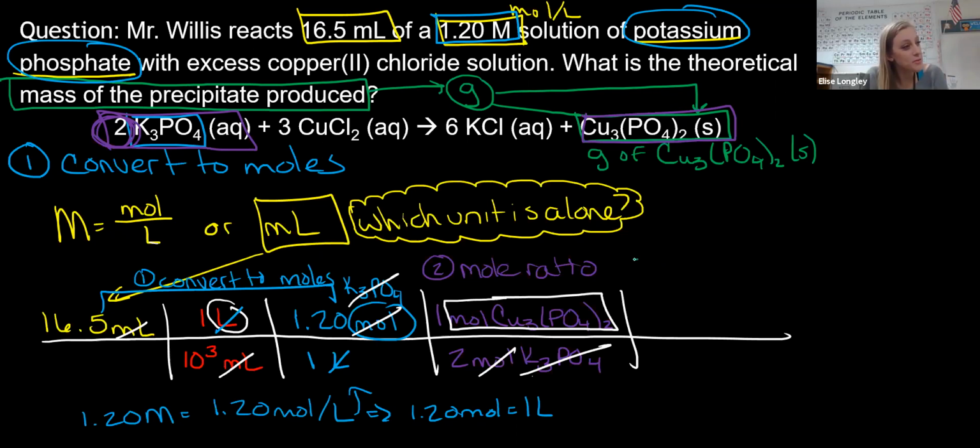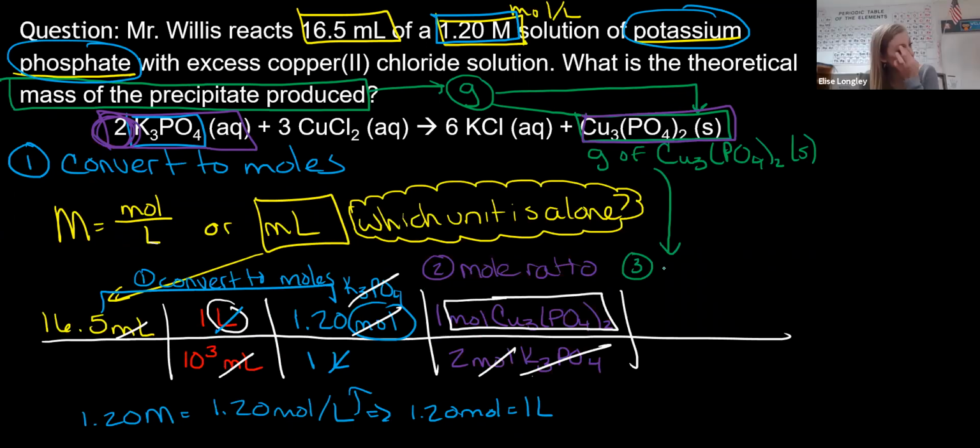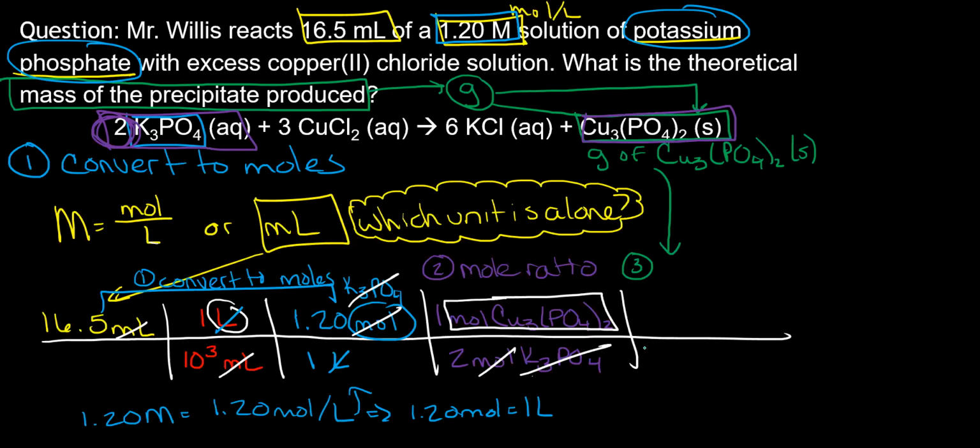So, step 3. What do I do now? So, I converted to moles using 2 steps. Then I compared moles. And what do I have to do on my third step? We got to convert that bad boy back into grams. Yes, we do. So what goes on the bottom? 1 mole of the Cu3(PO4)2 stuff.